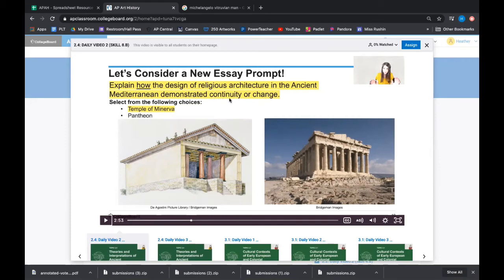And I've talked before, there's going to be an essay that discusses continuity, that's tradition, right? How is something continuing or changing? So here's the question. Explain how the design of religious architecture in the ancient Mediterranean demonstrated continuity or change.